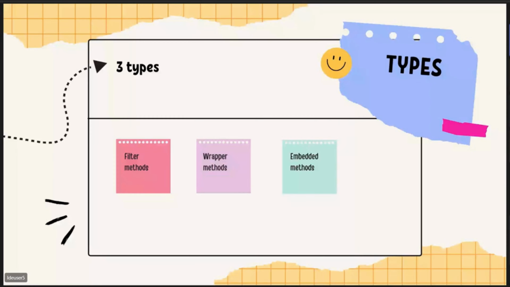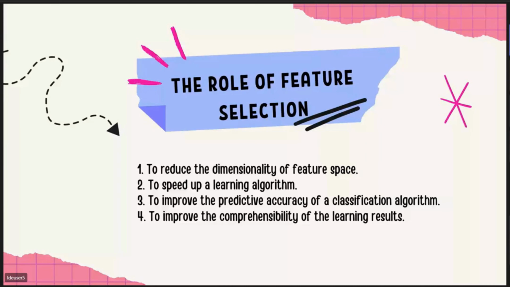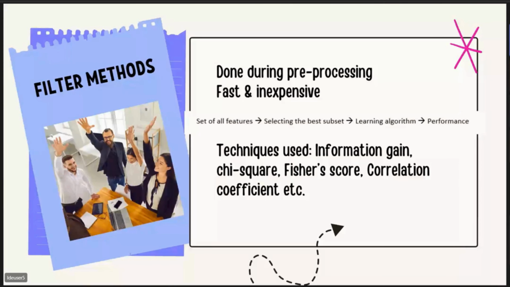Okay, so filter methods. Before going to filter methods, a quick look at the role of feature selection: to reduce the dimensionality of the feature space, to speed up your learning algorithm, to improve the predictive accuracy of your classification algorithm, and to improve the comprehensibility of the learning result, right? All this is what I mentioned just a few minutes back. It's given out here as text. And coming to filter method.